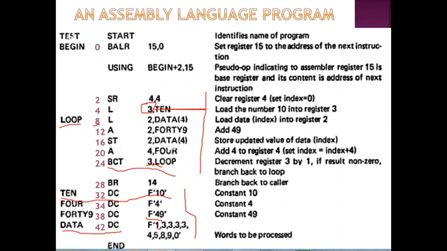10 is a variable, 4 is a variable, 49 is a variable, data is a variable. All are going to be of size 1 full word, which is 4 bytes. So what are the new commands here? The one new command is bct, branch on count. Br is unconditional branching, and dc is define constant.